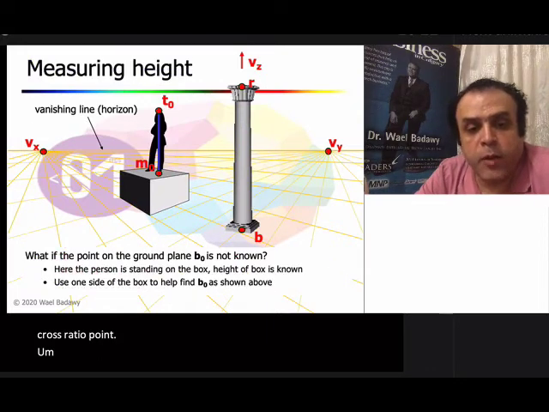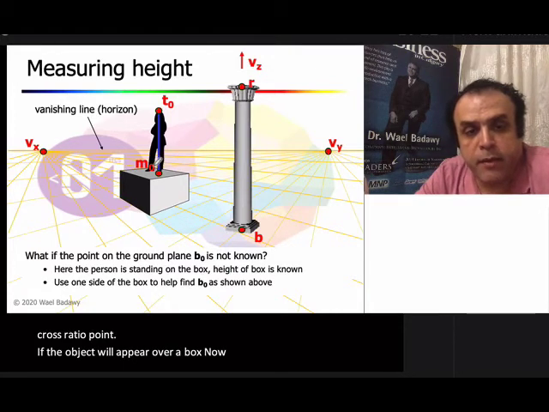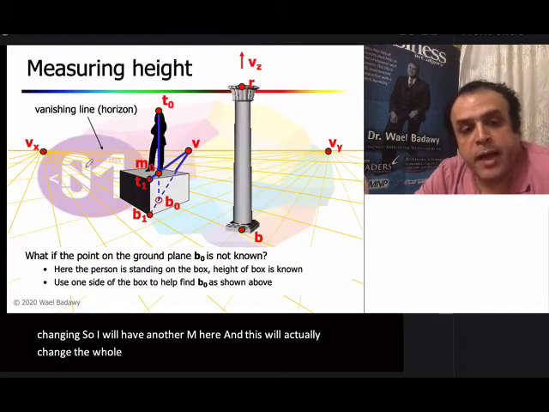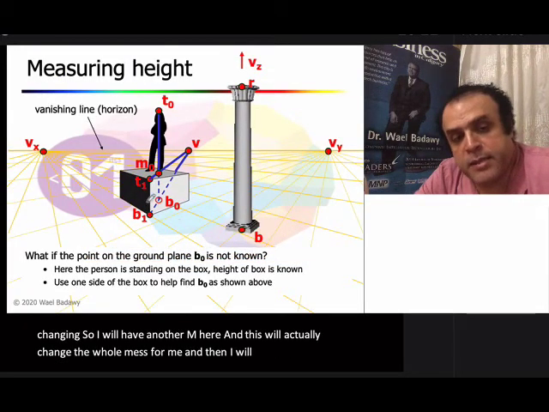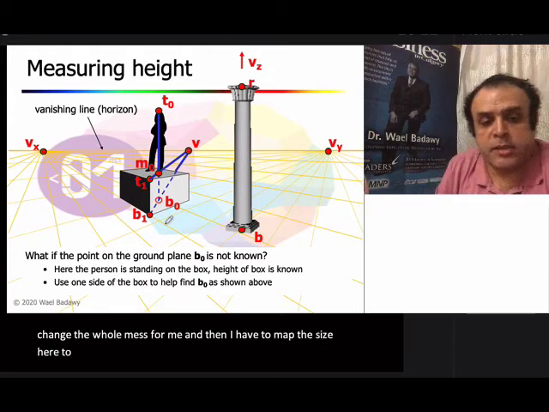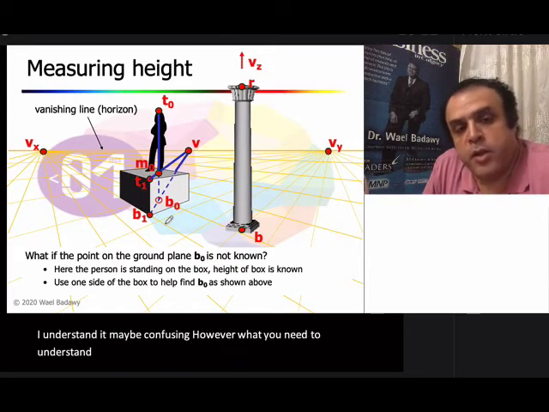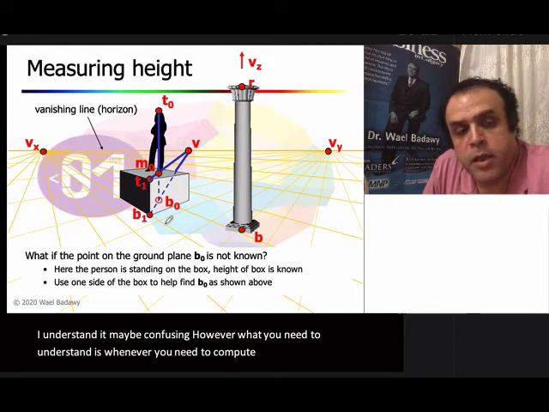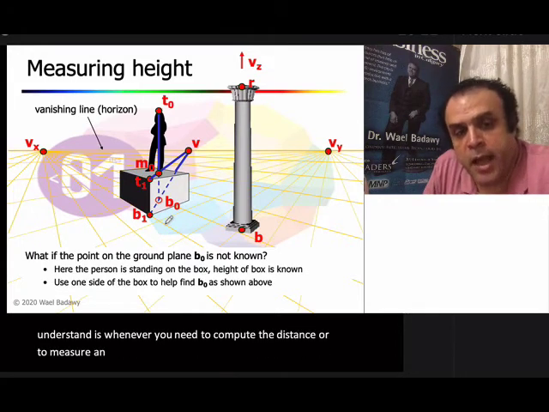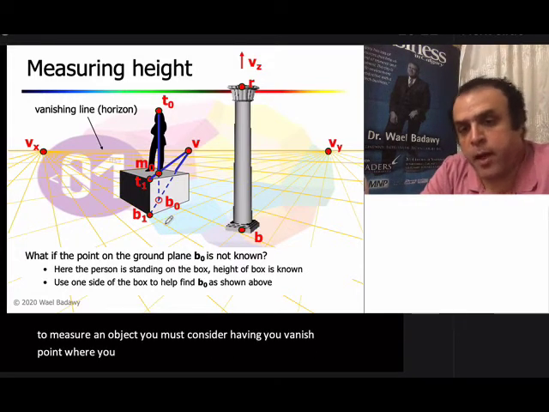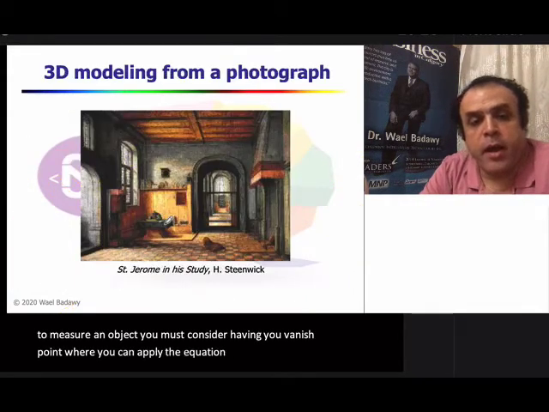If the object appears over a box, now the b will be changing, so I will have another measurement here, and this will actually change the whole measurement for me, and then I have to map the size here to another vantage point. I understand it may be confusing. However, what you need to understand is whenever you need to compute the distance or to measure an object, you must consider having a new vantage point where you can apply the equation and get it.